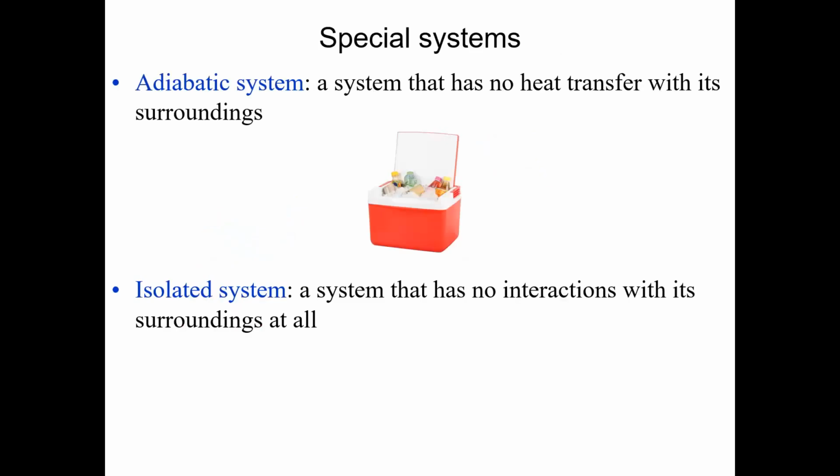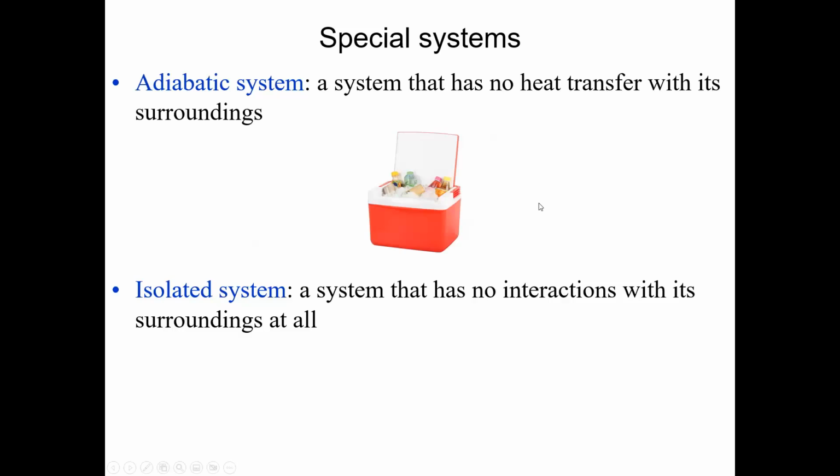Sometimes we consider some special systems, for example, adiabatic system. An adiabatic system is a system that has no heat transfer with its surroundings. For example, a well-designed cooler can be approximated as an adiabatic system because it's so well designed and so well insulated, so it has no heat transfer with its surroundings.